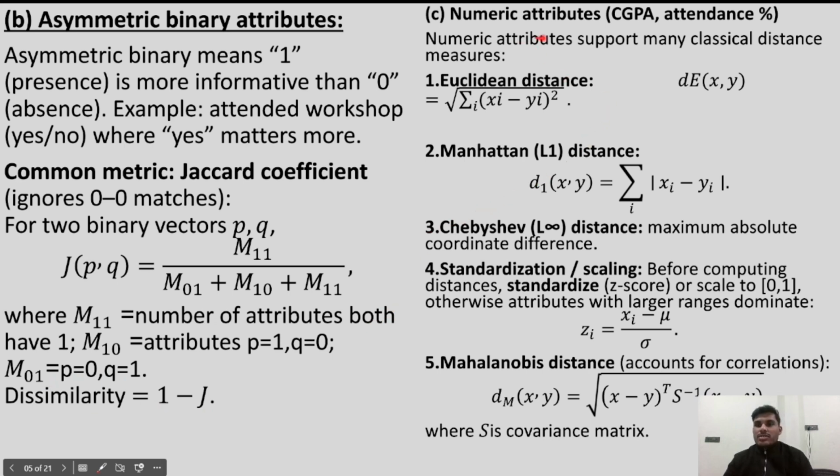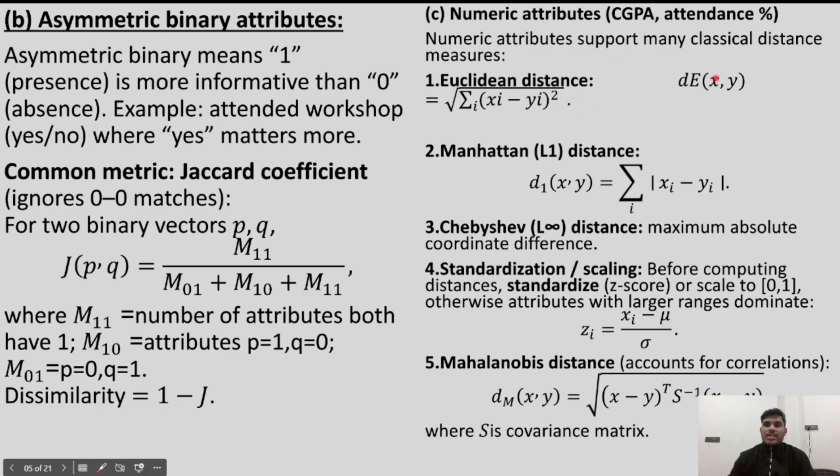Now numeric attributes, for CGPA and attendance percent. Numeric attributes support mainly classical distance measures. For distance measures, we have Euclidean, Manhattan, Chebyshev distance, standardization or scaling, and Mahalanobis distance.